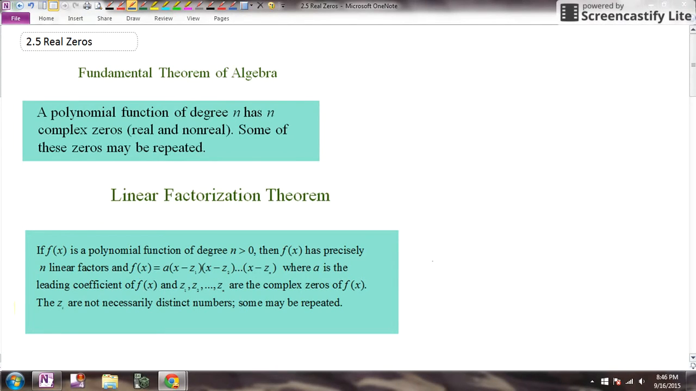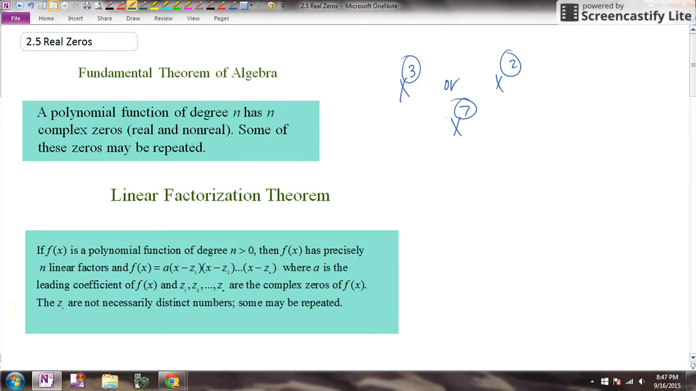We are talking 2.5 real zeros. Now, what do you have to know? There's this thing called the fundamental theorem of algebra that says if you have a function of degree n, so x to the third or x to the second or whatever, you will have that many complex zeros. So x to the third will have 3 zeros. X to the second will have 2 zeros. X to the seventh will have 7 zeros. It says some of those zeros may be repeated, but that's how many you will have.